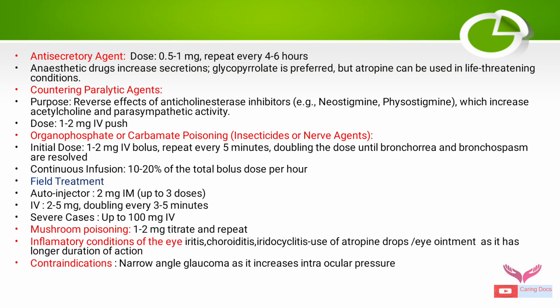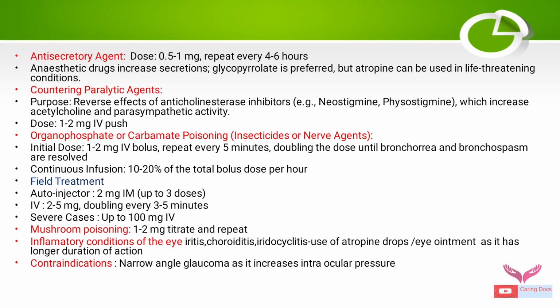It can be given as 2 milligram intramuscular, and a maximum of 3 doses can be given. When it is used IV, we give a dose of 2 to 5 milligram and double the dose every 3 to 5 minutes. In severe cases, doses up to 100 milligram IV can be used. It is also used in mushroom poisoning at a dose of 1 to 2 milligram, and we can repeat that also.